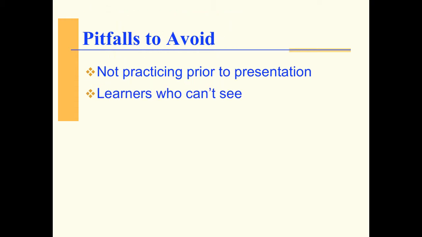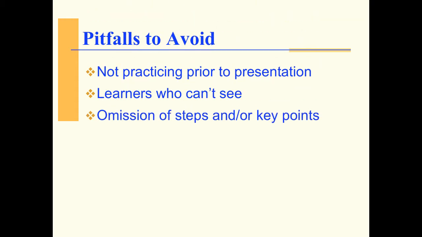Next thing, learners who can't see. Again, are they really learning if they can't see? So think about where your audience is going to be and what they're going to be able to see, and keep that in mind whenever you're demonstrating and arranging things around the table.